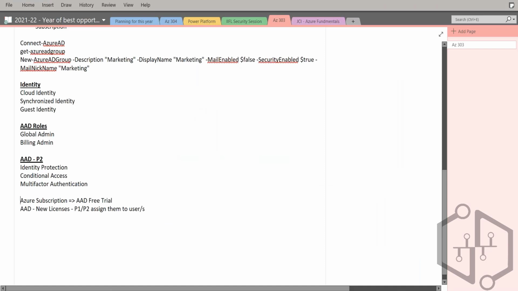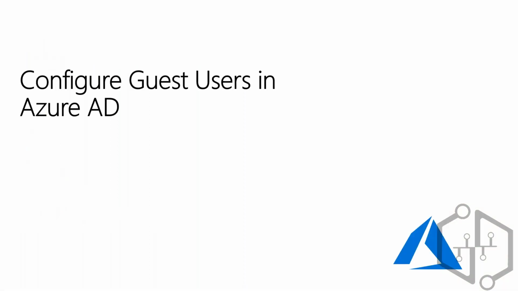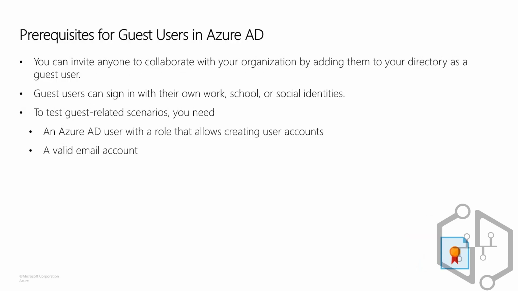If you recall, while we were discussing identity, we mentioned cloud identity, we mentioned synchronized identity, and the third identity which we mentioned was guest identity. So how do you create this guest identity? That is what is covered in this particular module. In terms of guest identity, you have to send an invitation to a given user. One needs to send an invitation to the external user. The user will receive it as an email and accept that invitation, right? This invitation will be sent as an email. That's the reason why you need to have a valid email account.